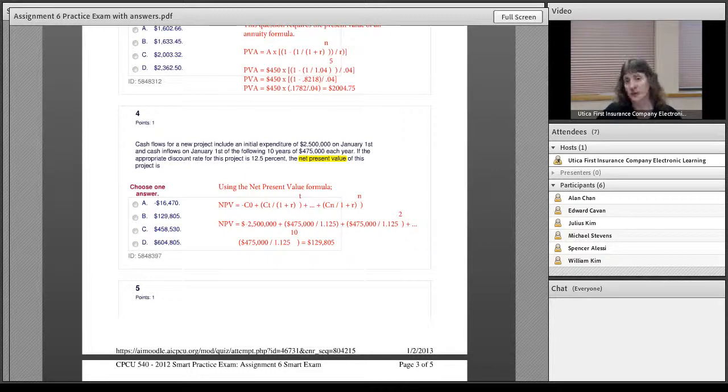Exactly. One of the statements that were made was that sometimes not only will the payments vary, but the interest rates will vary each year. So you would have to use the net present value formula. You couldn't use the annuity formula. That's a very good point. Okay. So there you go.